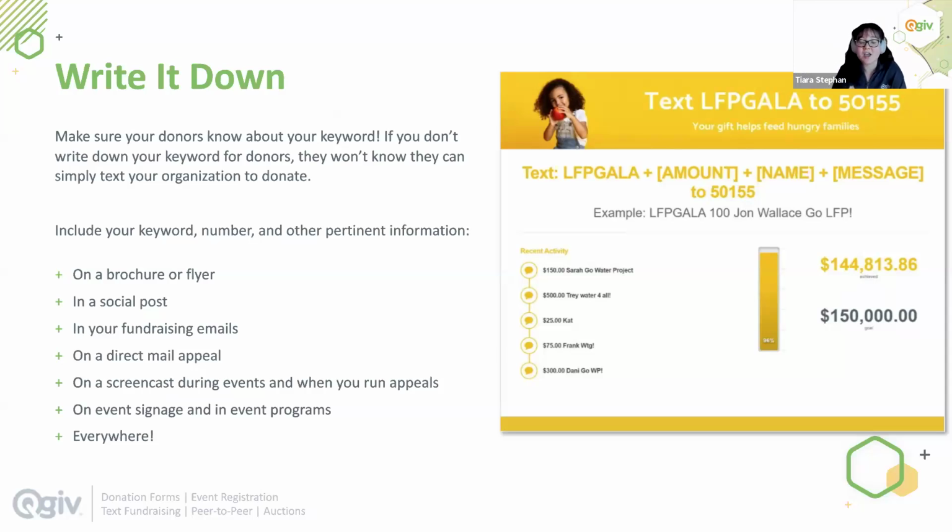So here are a few places where you can display your keyword for your donors. You can display them in those multi-channel marketing efforts leading up to your event. So including them on an event brochure or an event flyer, in your social posts promoting your event, in your fundraising emails, or even on your direct mail appeals. During your event, you can display your keyword, short code, all that information on a screencast, especially when you're sending out one of those in the moment text appeals. You also want to include it maybe on your event signage and in your event program so that no matter where your event attendees look, they know that they can text to donate to your organization.